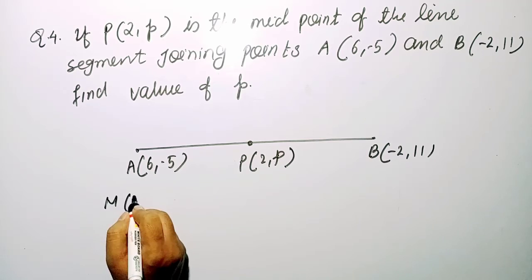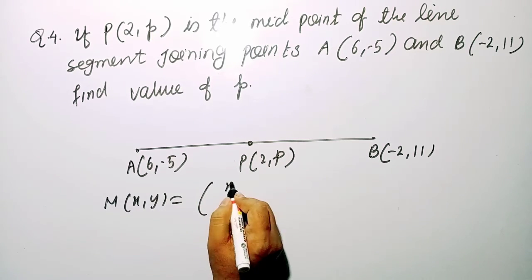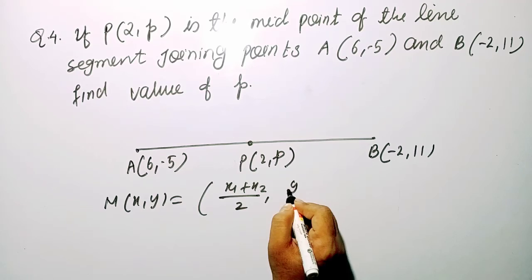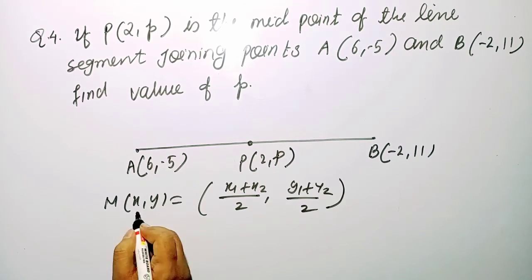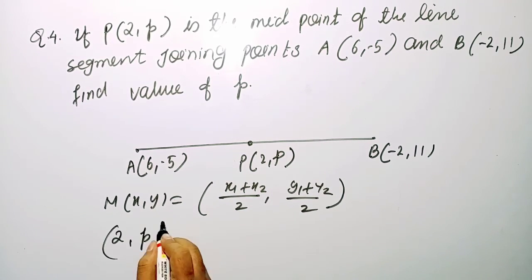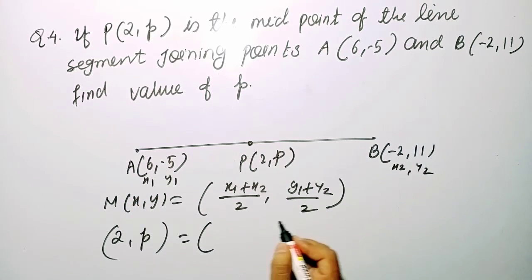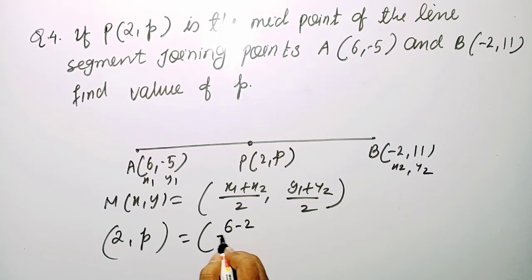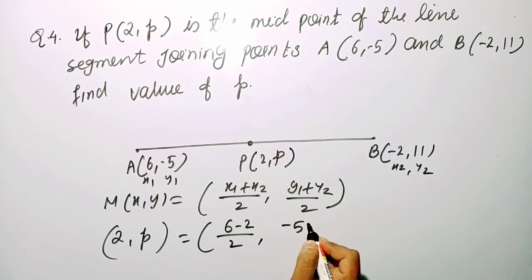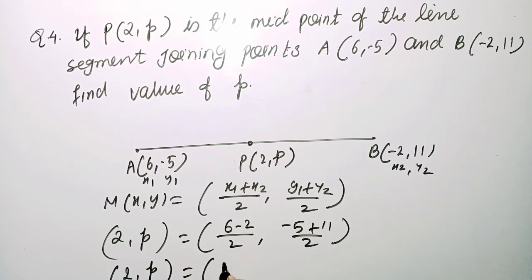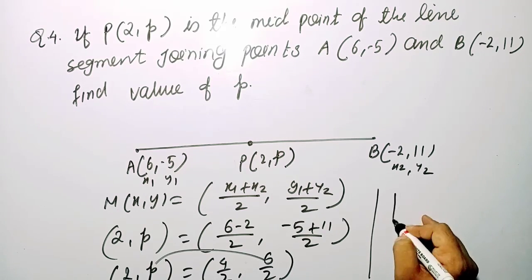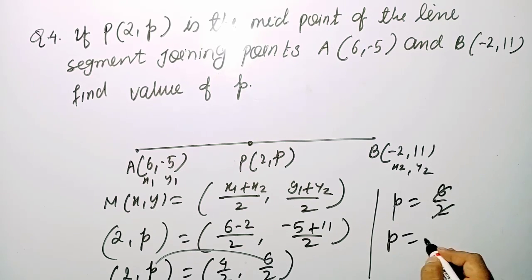So we know the formula of midpoint M(x, y): x1 plus x2 by 2, y1 plus y2 by 2. So the value of (x, y) is given as 2 and p. We can determine x1, y1 and x2, y2. Okay, so putting the values of x1 and x2, 6 minus 2 divided by 2, and y1 plus y2, minus 5 plus 11 by 2. Okay students, here we can compare the coordinates by simplifying. 2 is equal to 4 by 2 and p is equal to 6 by 2. So p is 3.